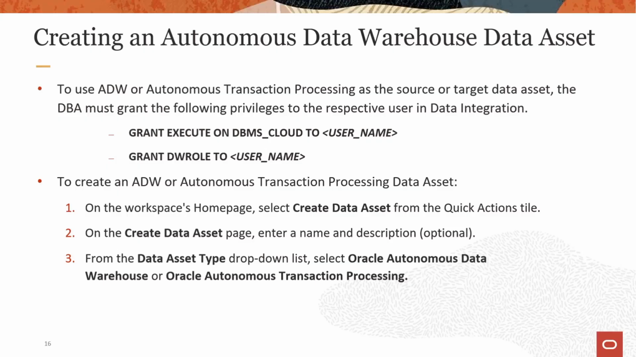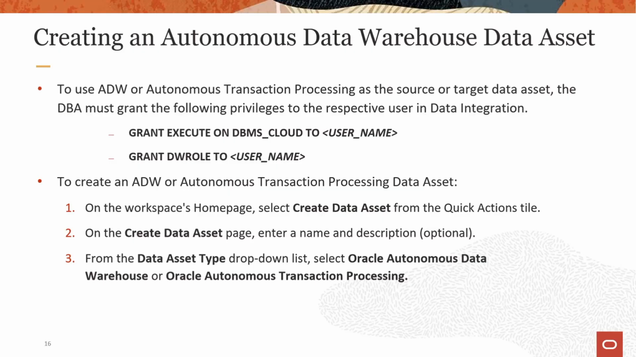Having created an object storage data asset, let us now learn to create an ADW or ATP data asset. If you want to use ADW or Autonomous Transaction Processing as the source or target data asset, the DBA must issue the grant execute and the grant DW role privileges to you in data integration.